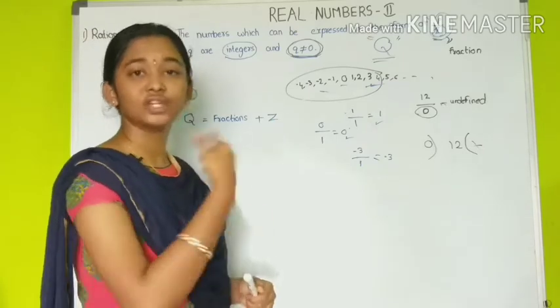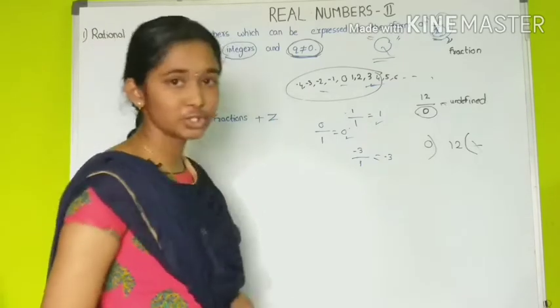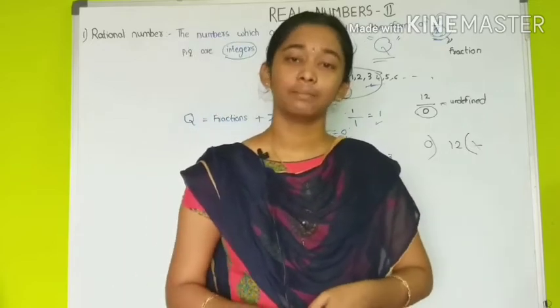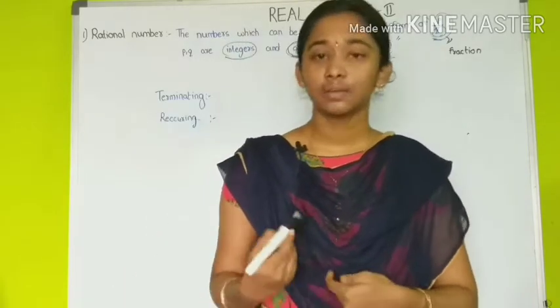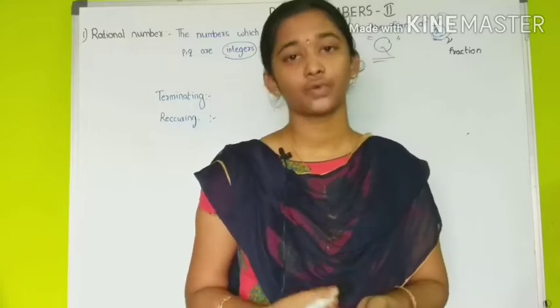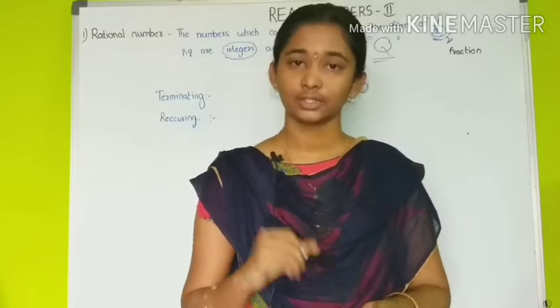And now we learn another definition of rational number. The other definition is that rational numbers are always terminating or recurring decimals. The examples of rational numbers are anything in the form of p by q, where p and q are integers, and q should not be equal to 0.